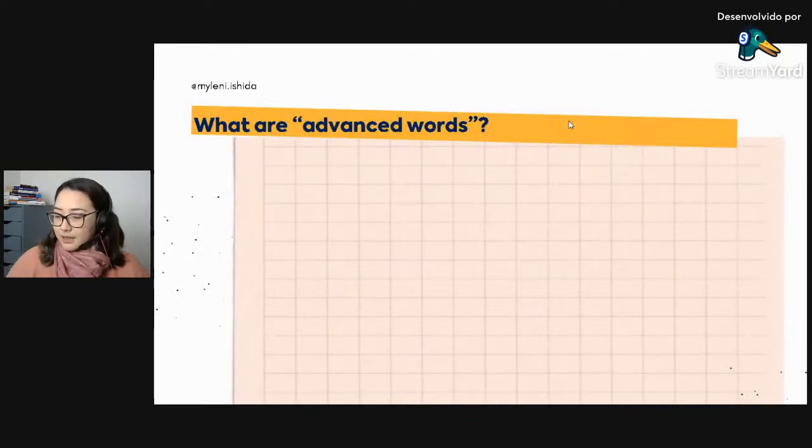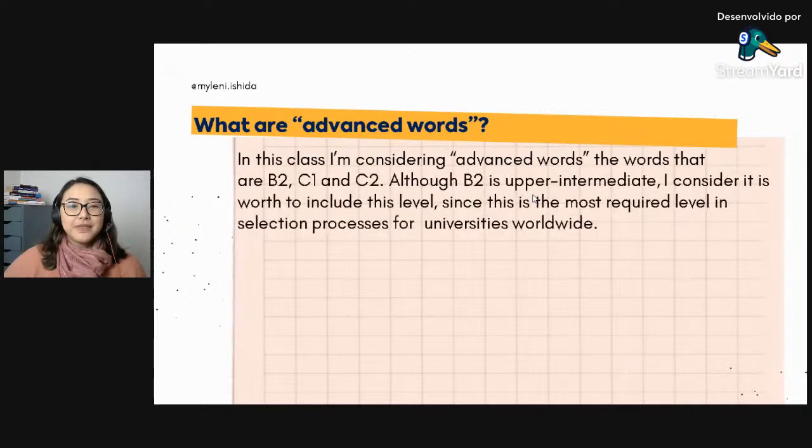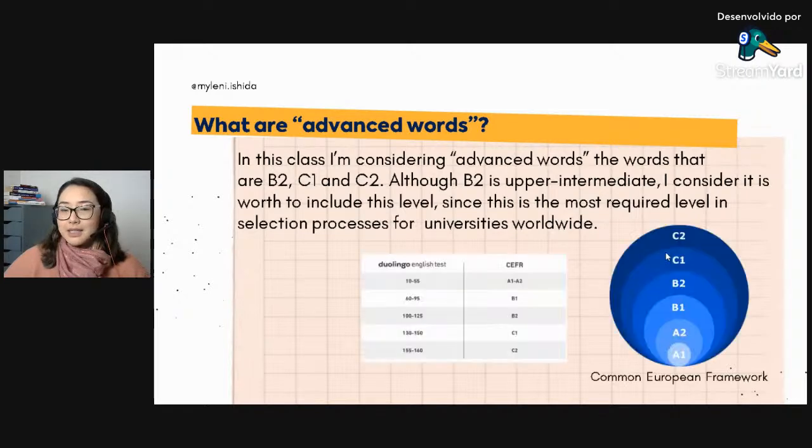But let's start with the definition. Teacher, you are going to teach us how to study advanced words, but what are advanced words? For this class, I consider advanced words the words that are B2, C1, and C2 in the Common European Framework. And we're going to say, teacher, but the B2 is not advanced, it's upper intermediate.